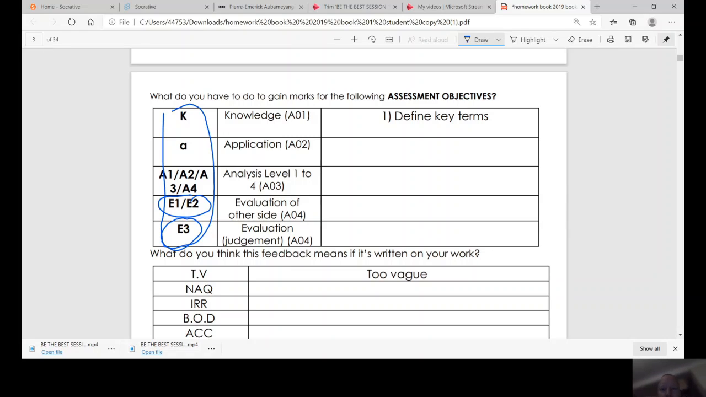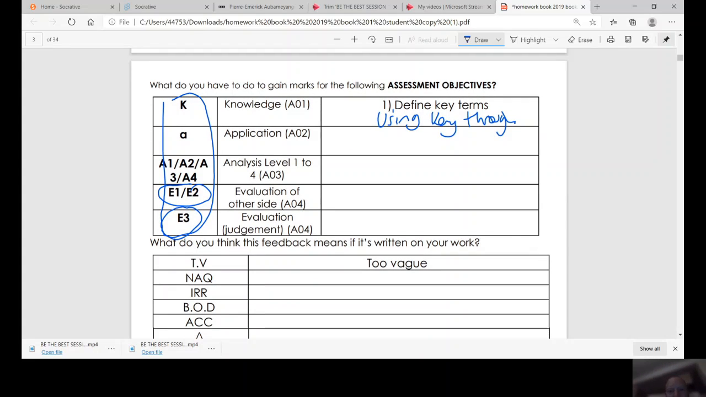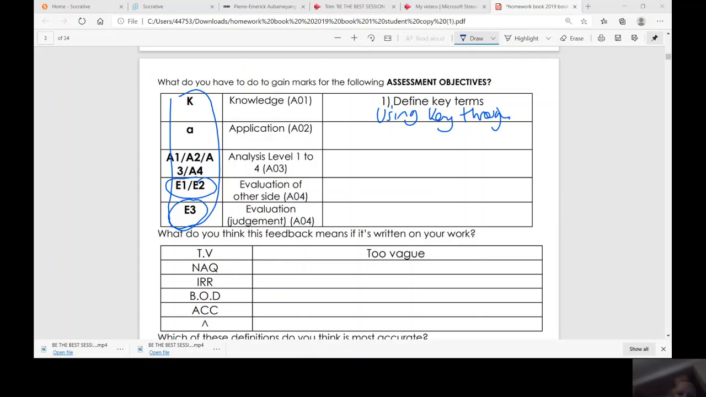So to gain AO1 marks in an essay, it's definitions for key terms, but also using key terms throughout. So using them in context in your essays, not necessarily having to define everything. One key definition would be a good start, but that doesn't mean that you need to define everything that you're going to utilise.